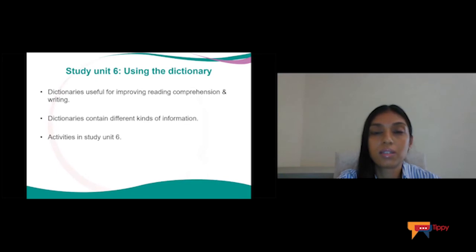Study Unit 6 addresses the topic of using the dictionary. Dictionaries are useful for improving your reading comprehension as well as your writing skills. Dictionaries contain a range of information. In this study unit, you will find a variety of activities which I encourage you to complete. By completing these activities, you will be exposed to the different kinds of information that is available in a dictionary.